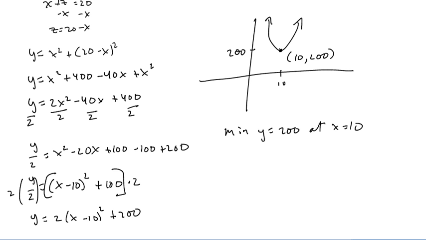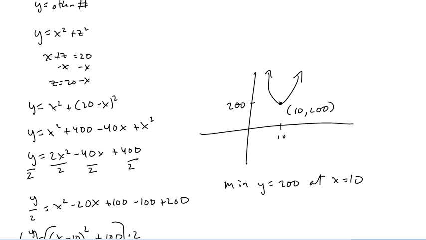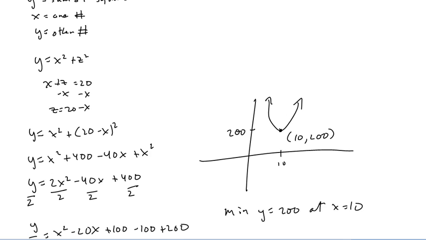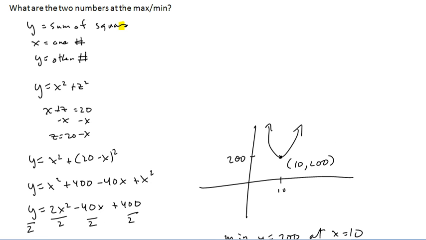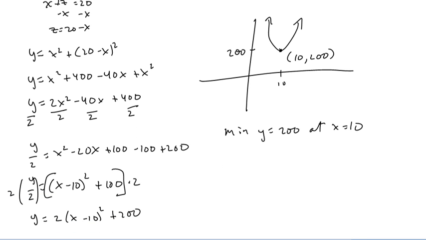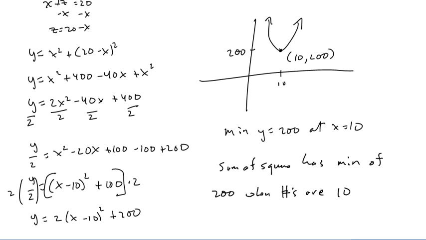So thinking about what that means, according to the way we defined our variables, we remember that y is the sum of the squares and x is one of the numbers. So the sum of squares has a minimum of 200 when the numbers are, well, one of the numbers is 10, and if they add up to 20, then the other number is going to be 10. So we'll have the sum of squares have a minimum of 200 when the numbers are both 10.